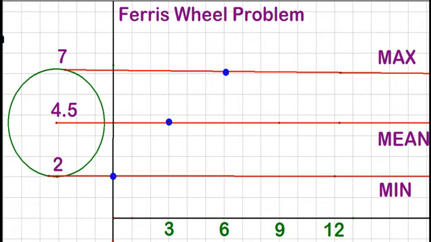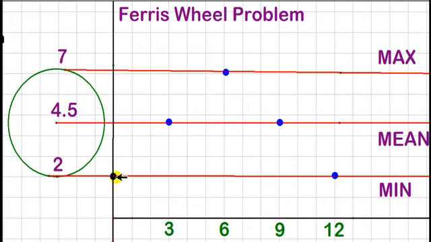And now finally, when you make one complete revolution, if you start at 2 meters above the ground and make one complete revolution 12 seconds later, you're going to be at the minimum value. So the next point is (12, 2). And so thus, we have plotted our 5 key critical points.